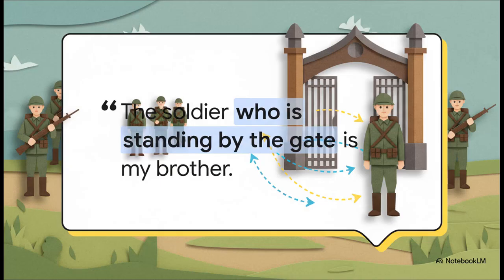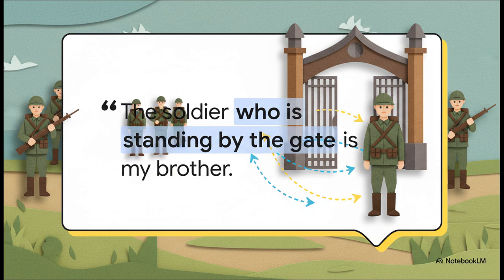So here's a great example of identification. Imagine there's a whole group of soldiers standing around. Someone says, the soldier who is standing by the gate is my brother. That little phrase, who is standing by the gate, isn't just extra fluff. It's absolutely essential. It's like a spotlight that singles out one specific soldier from all the others.